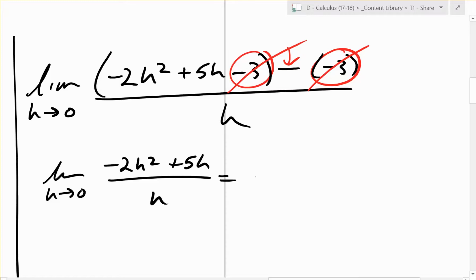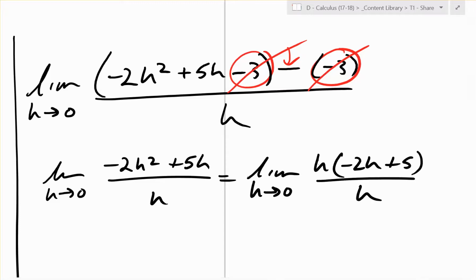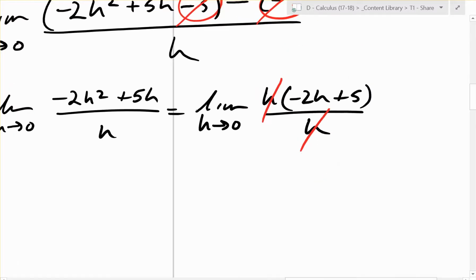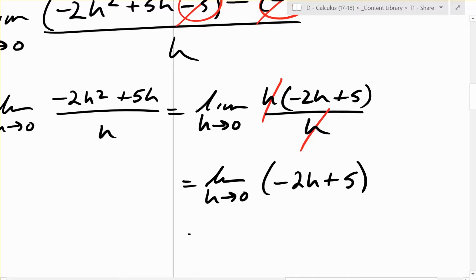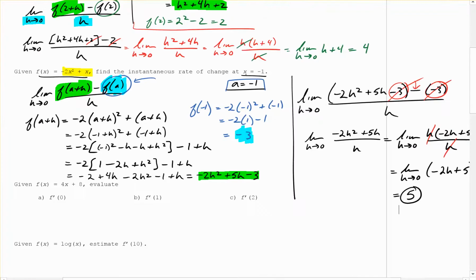And that magical thing happens where we can factor out an h from the numerator. Negative 2h plus 5 over h. And then we have that nice canceling that goes on right there, leaving us with the limit as h goes to 0 of negative 2h plus 5. Can we now plug in 0? We sure can. We end up with 5. So can the algebra be a little tough? Yes, but if you do it carefully, it's relatively straightforward.